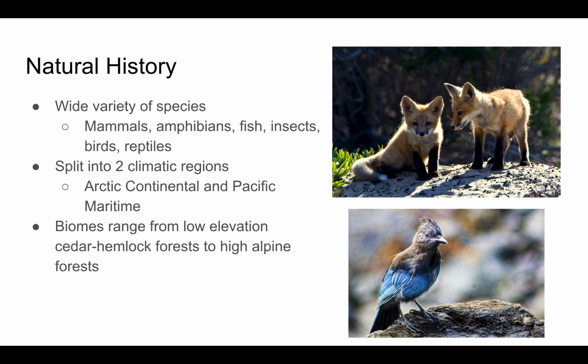The park is split into 2 climatic regions, the Arctic continental and the Pacific maritime. The Pacific maritime is more prominent and during the winter produces warm winds on the east side. However, on the west side it brings lots of precipitation and moderate temperatures. The warm, wet Pacific air moves in from the west and the cold, dry Arctic air from the northeast, and they meet at the divide.